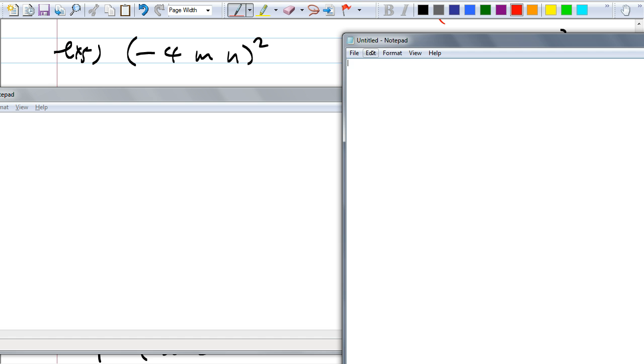Because the whole thing is raised to the 2nd power, correct? Because the base of this exponent 2 is -4mn. Okay, what do you think the answer is? Okay, I'll give you time. Go ahead. Everybody think about this.